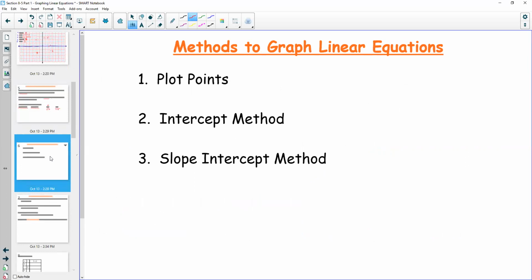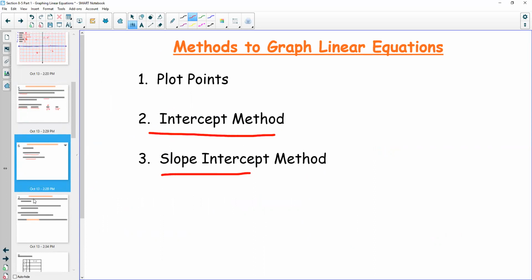The easy fallback, position 1, is always just to put your points in your equation, plot them, and move on. We can use an intercept method where we talk about where it crosses the x and y axis, and we can also use slope intercept, which I'm sure you've used before. It will all come back.